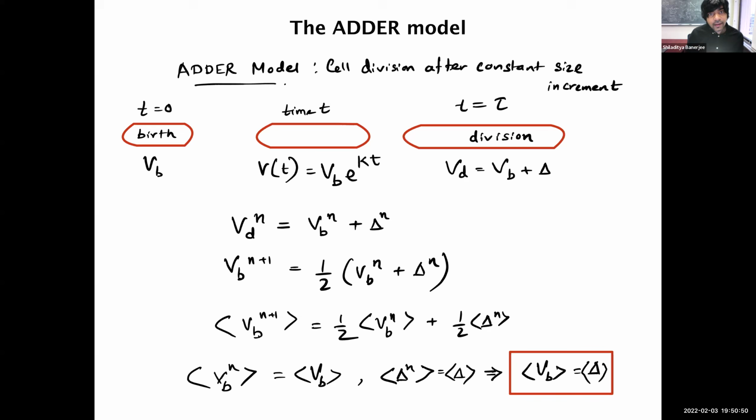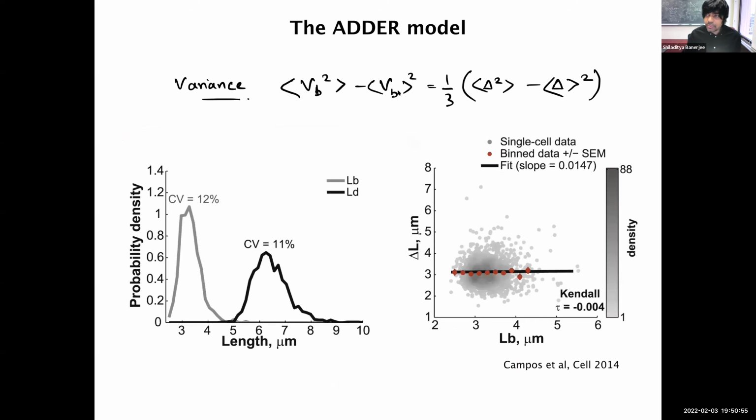And you can also compute the variance of the size. The variance is bounded and is given by 1/3 times the variance of the added size. So you get very well-defined distributions by virtue of this model. This is called an adder model.